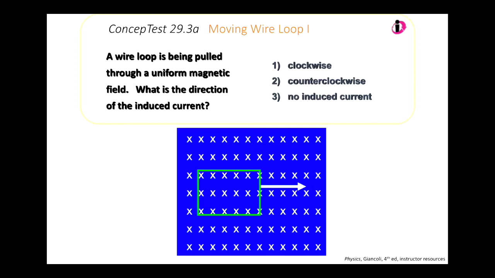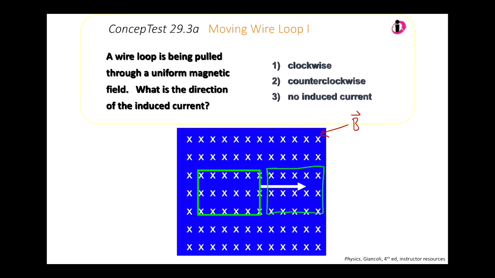There's a green loop of wire in a magnetic field that points into the screen. So these little X's indicate the magnetic field that's already there. And the loop is being dragged to the right somehow. First of all, is the magnetic flux changing? Is there any difference in magnetic flux when the loop is there versus when the loop is, I don't know, right here, and is the exact same size?